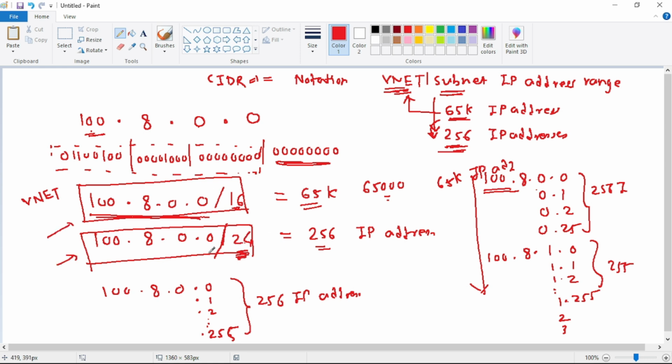Okay, so that's it guys about CIDR notation, and in our next video we will see a few examples of CIDR notation, and we'll try to understand how many IP addresses each of these examples provides.